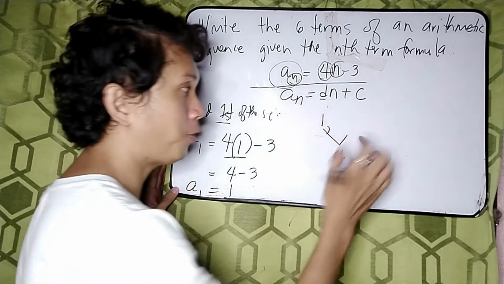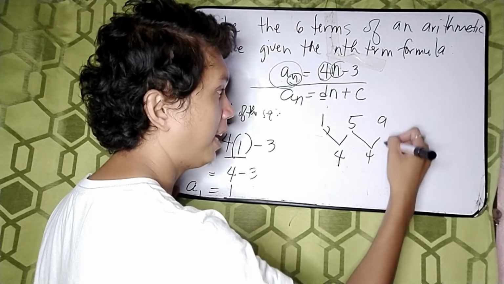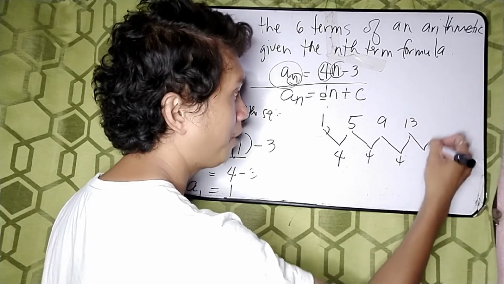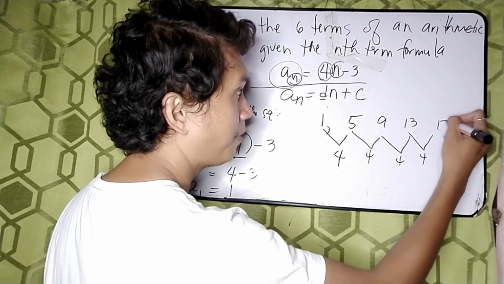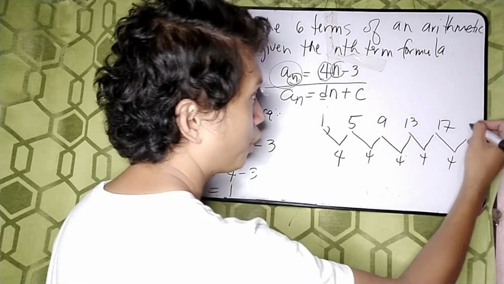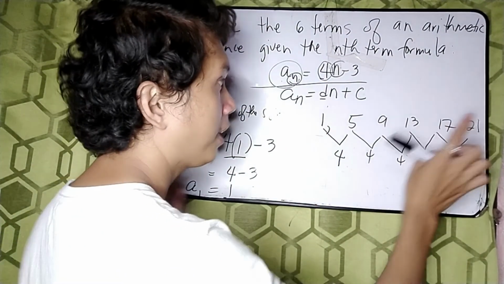So 1 plus 4 is 5. 5 plus 4 is 9. 9 plus 4 is 13. 13 plus 4 is 17. And 17 plus 4 is 21. 1, 2, 3, 4, 5, 6.